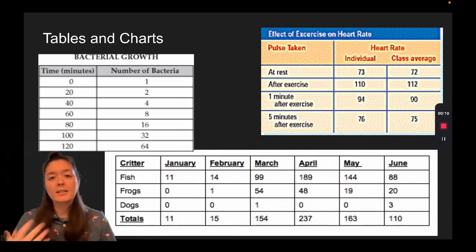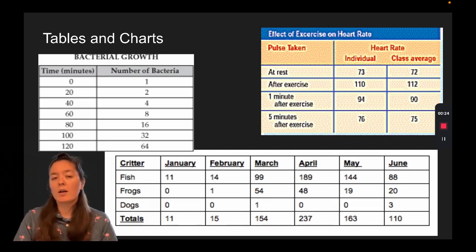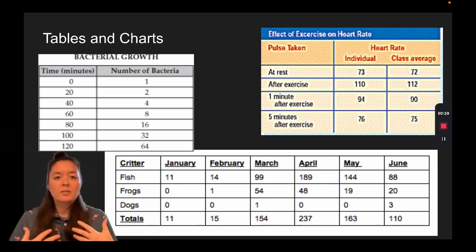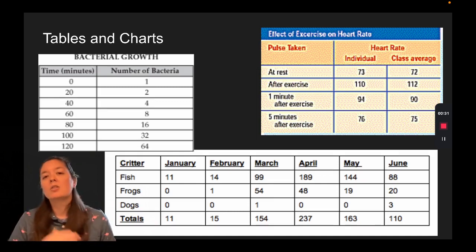When we're collecting data in our lab, it's easiest to have somewhere to put all of those numbers or descriptions if we're using qualitative and quantitative data. It's also a nice way to organize our observations and data that we're collecting during our lab so that we can use it and then maybe even later turn it into a graph or chart.